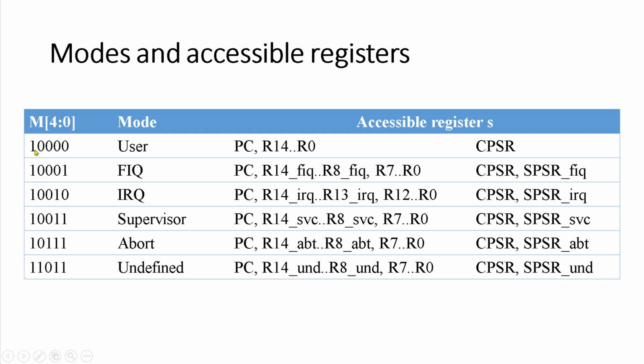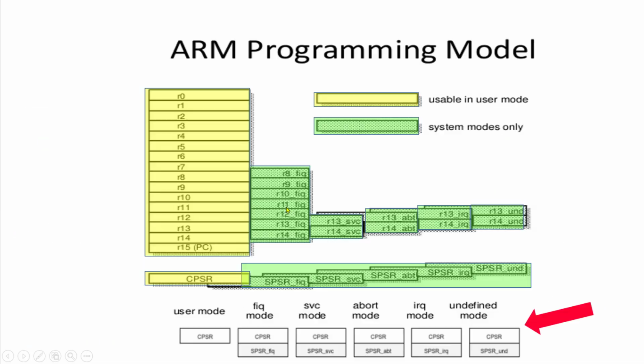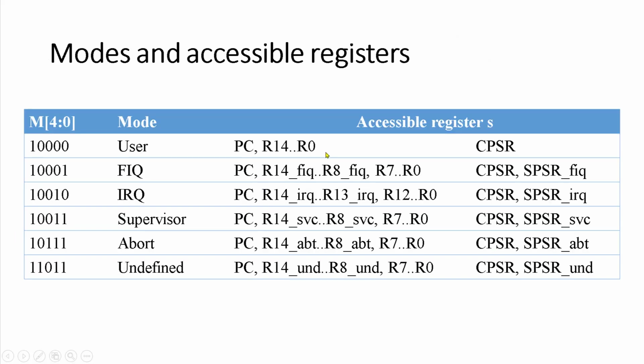If M4 is equal to 1 and all others are 0, it will enter into user mode. What are the registers that are used? You see R0 to R14 and then PC. Whatever you have seen here in this programmer's model, R0 to R14 plus one program counter and one CPSR. That is what is given in this table. R0 to R14, R15 is the program counter, and one CPSR is used.